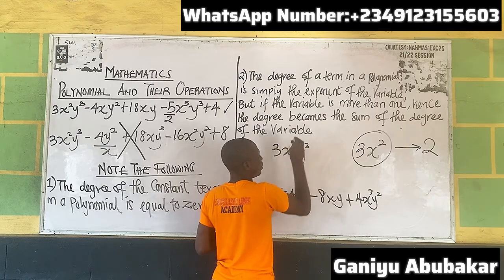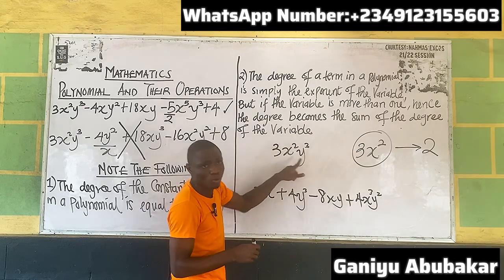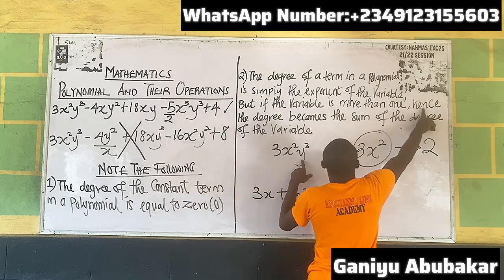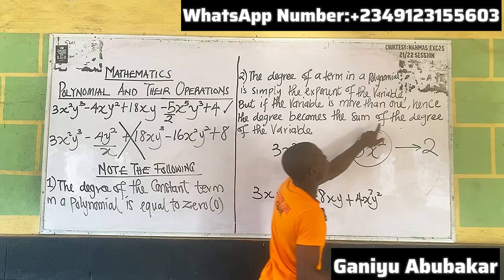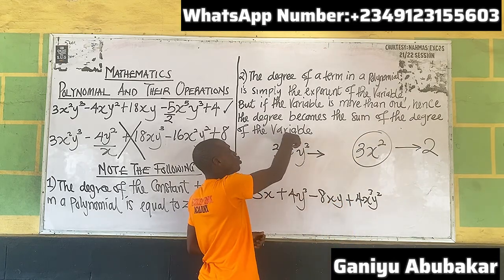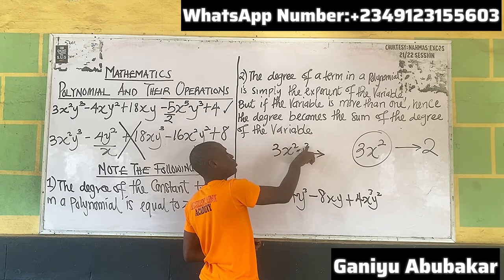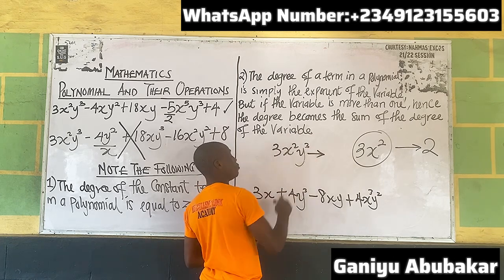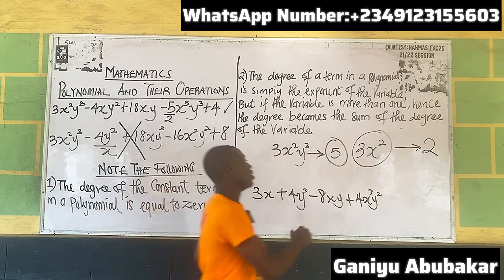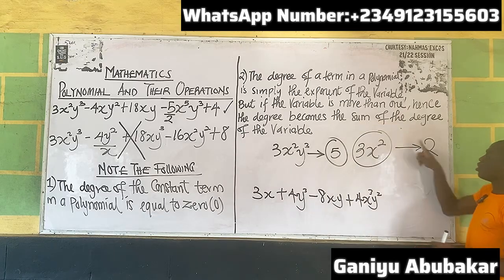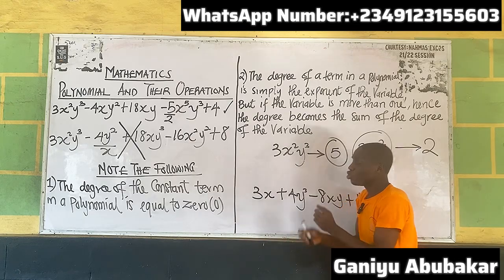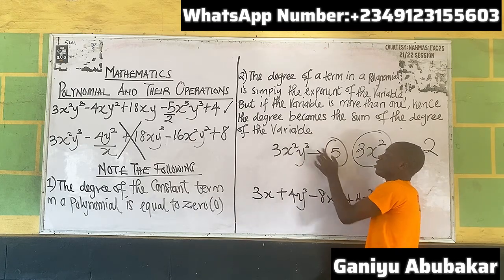Let me attach y cube, for instance. If the variable is more than 1, it's not just x now, but x and y. Then the degree becomes the sum of the degrees of the variables. So my degree in this case becomes the sum of the exponents here. 2 plus 3 gives you 5. So my degree becomes 5. Now watch out. For a term with one variable, the power of that variable gives you the degree. But when I have 2 or more variables, to get the degree, add the powers of the variables together, that gives you 5.